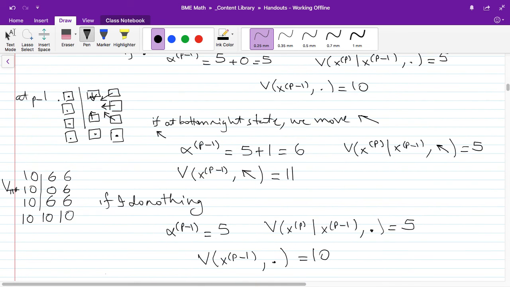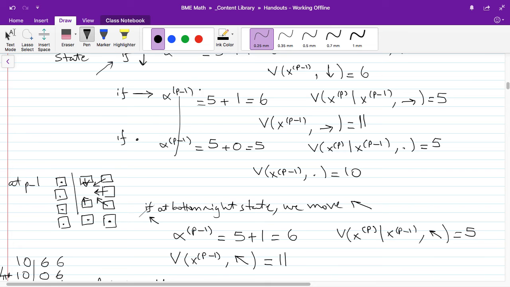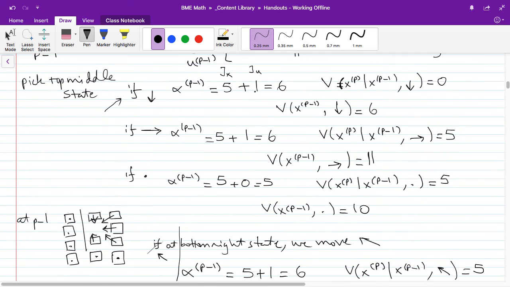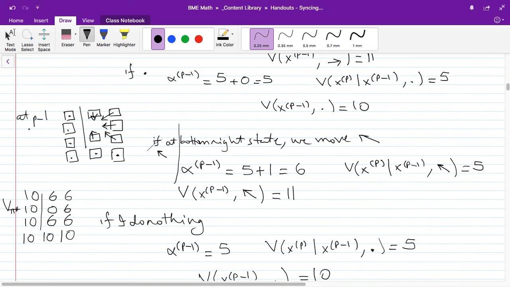Okay, so I computed the action for every state at this step, and I computed the value for that state. And that value is the cost per step plus the value of the next state. So here's the value function for the final state. Here's the value function for time point P minus 1 under the optimum policy. So it's a scalar function that says how good is this place you're at if you were to do the very best thing you could from now on.